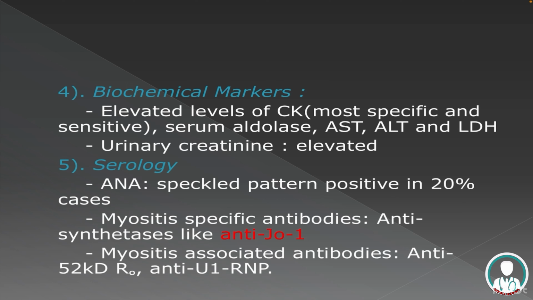Biochemical markers: there is an elevated level of creatine kinase. It is the most specific and sensitive test. Also, the level of serum aldolase, AST, ALT, and LDH is elevated. Urinary creatine is also elevated. Serology shows a speckled pattern of anti-nuclear antibodies in about 20% of the cases. Myositis specific antibodies, that is anti-synthetases like anti-Jo1, are positive. Myositis associated antibodies, that is anti-52 kilodalton Ro and anti-U1 ribonucleoprotein antibodies, are positive.